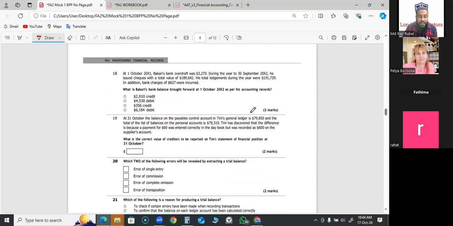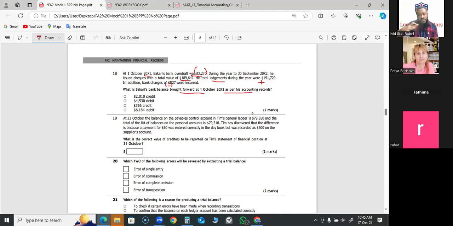Okay, question 18. At 1st of October 2021, Bakari's bank overdraft was given, and during the year ending 2022 he issued cheques of total value this much. Then there is total lodgement. Sounds like bank reconciliation. Lodgement means money in. This is already a minus figure, then another minus. This is plus, and bank charges is a minus. What is the question, to be honest? What is Bakari's bank balance brought forward?